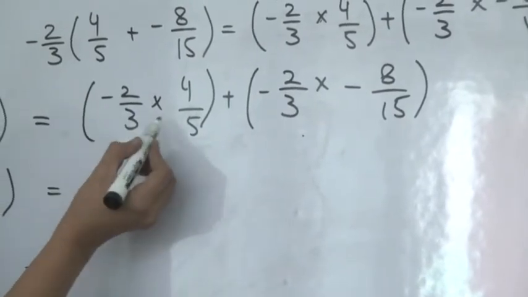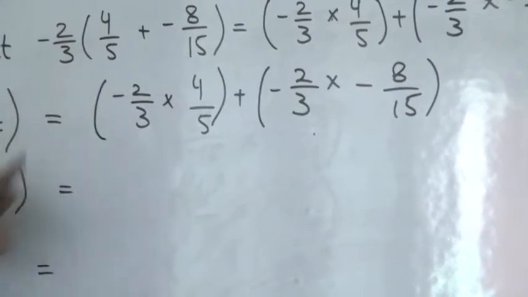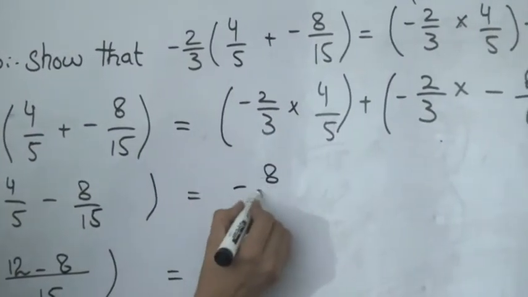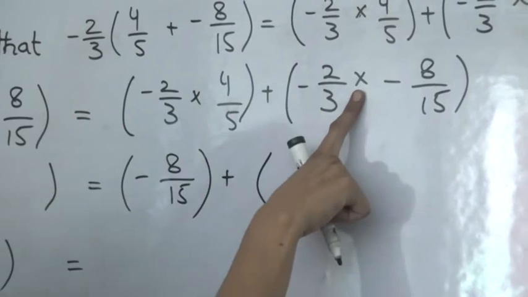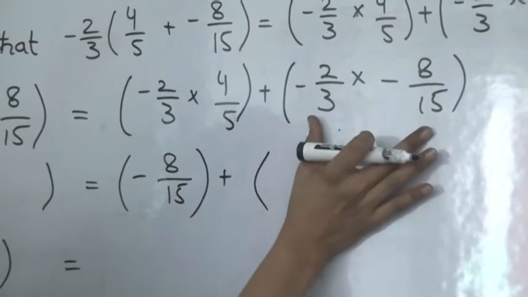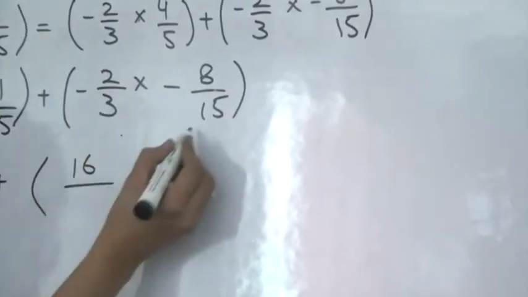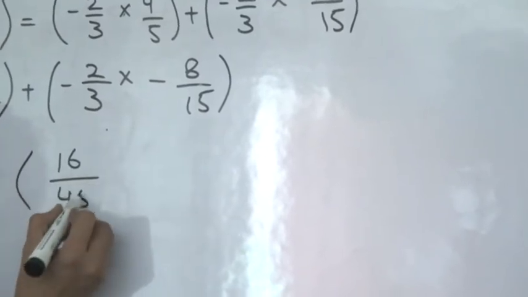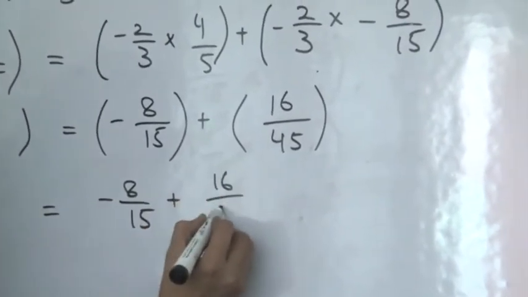So minus 2 by 3 multiplied by minus 4 by 5. Here is the sign of minus and here is the sign of minus, so minus times minus gives plus. 4 2s are 8 by 5 threes are 15. Plus, here is also the sign of multiplication, so we will multiply these two rational numbers. Minus times minus gives plus, and 8 2s are 16 by 15 threes are 45. Minus 8 by 15 plus 16 by 45.